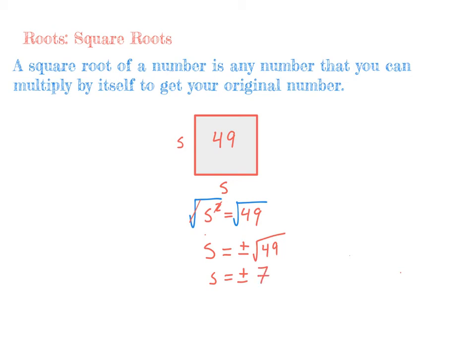7 times 7 gives you 49, which works. And negative 7 times negative 7 also gives you 49. So in this case, that's why we have a positive and negative. Now, remember that the example is talking about length, and length cannot be negative. So we are only going to keep the positive answer, which is 7. And we know that the length of the side is 7 inches.